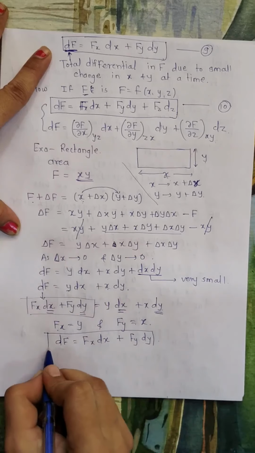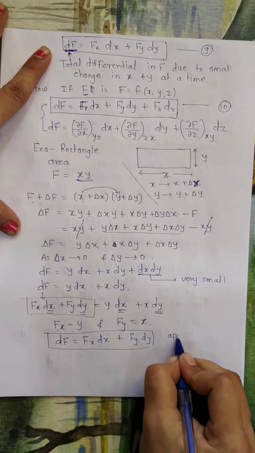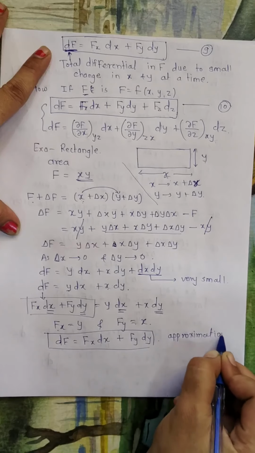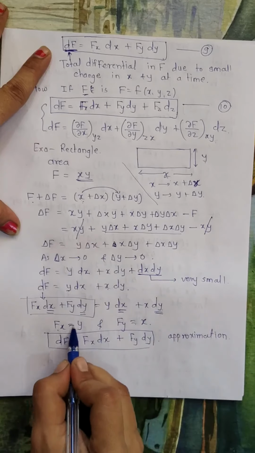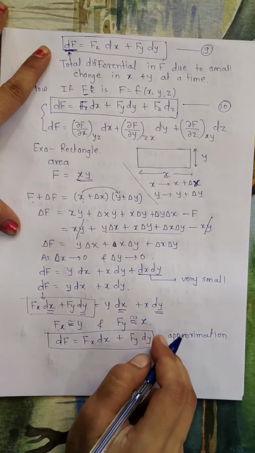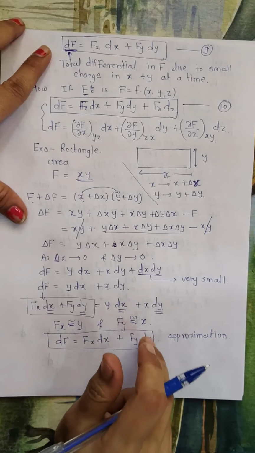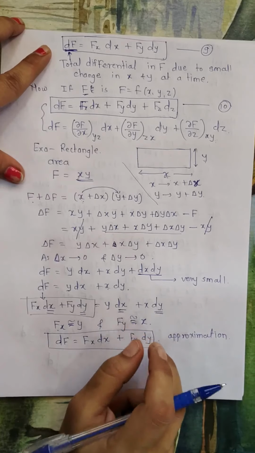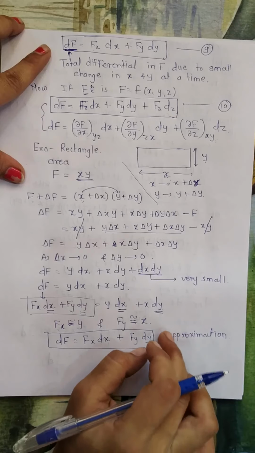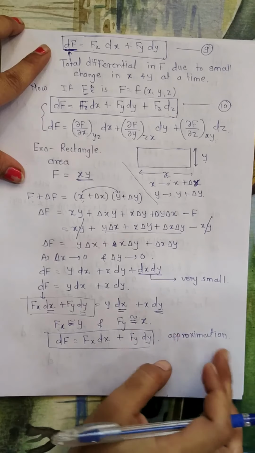And this is known as the approximation. Meaning if you have to approximate, these two quantities are approximately equal. We will solve problems, then it will be very clear to you. So let's start problems which are based on the total differential.